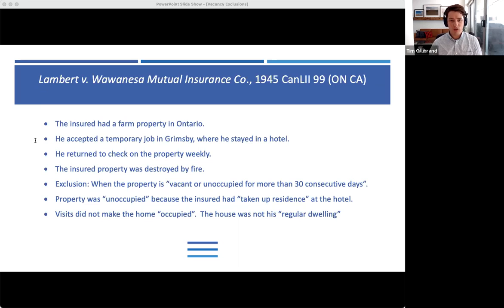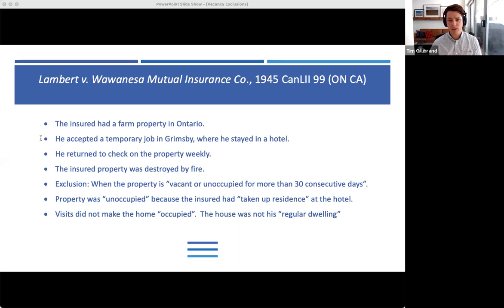And in contrast to the last Shane case, the court found that the property was unoccupied at the time of the loss because the insured wasn't residing there and instead had taken up residence in a hotel. Even though he had visited the property, the court said that didn't make it occupied. So it's a bit difficult to reconcile this case with the previous case, where the facts were pretty similar. The property owners were both checking in relatively regularly on the property, but it shows how much flexibility the court has when you don't define vacant.